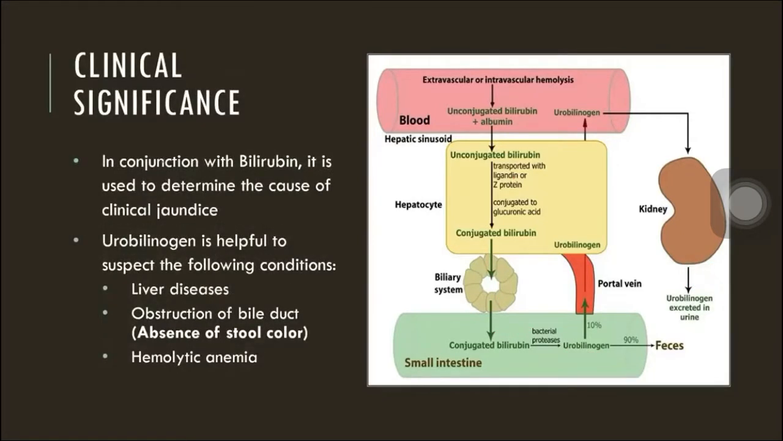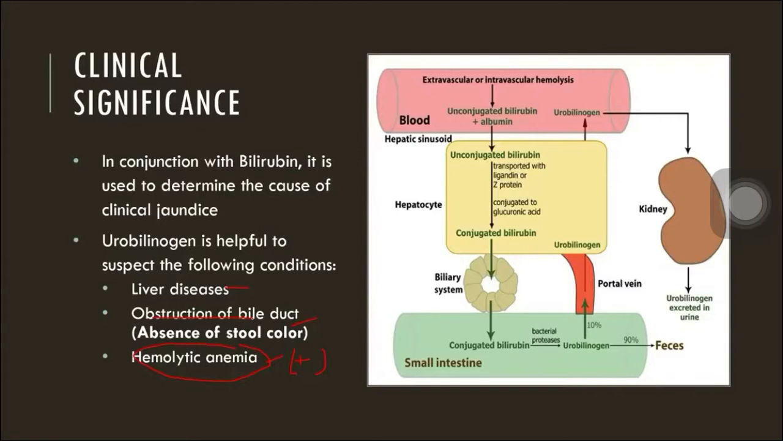In conjunction with bilirubin, it is used to determine again the cause of clinical jaundice. Urobilinogen is helpful to suspect the following conditions: liver diseases, obstruction of bile duct, hemolytic anemia. But it is most useful for hemolytic anemia, in which it is positive. For diagnosis of obstruction of bile duct, urobilinogen is actually not helpful. Why? Urobilinogen becomes helpful in diagnosis of obstruction of bile duct when you combine it with bilirubin. Because in obstruction of bile duct, the result for urobilinogen is actually normal.